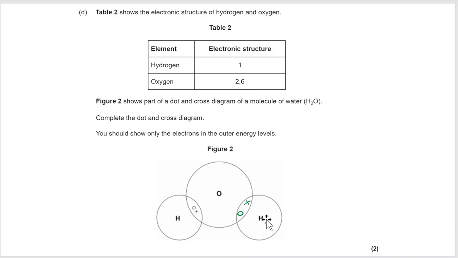You can also see hydrogen puts its 1 electron in so it can share, so it now has 2. Both of these hydrogens now have a full outer shell. Oxygen is in group 6, so 6 electrons in the outer shell. It's used 2 of them, so that means 4 remaining, and we're now done.